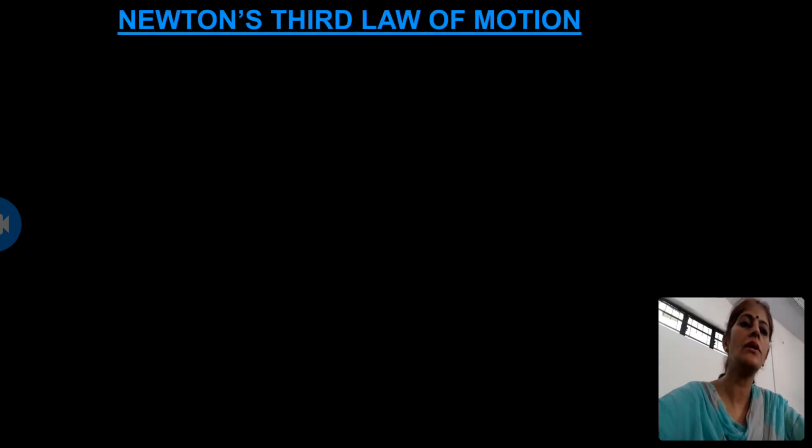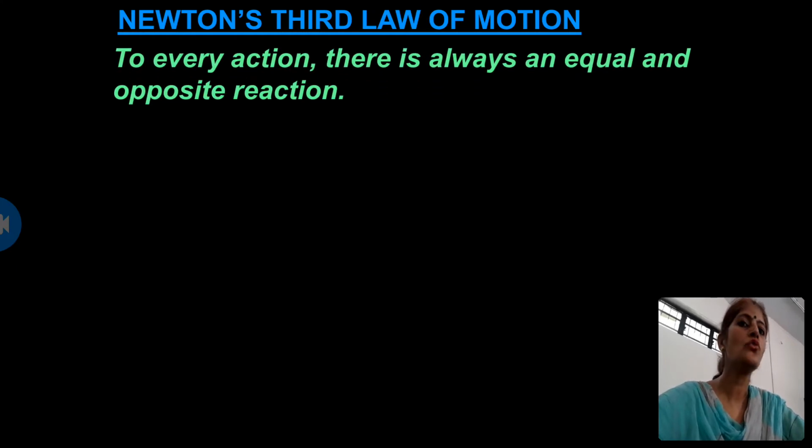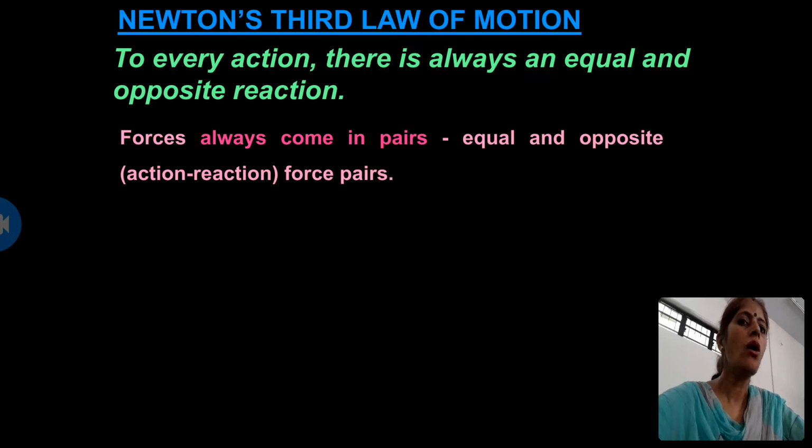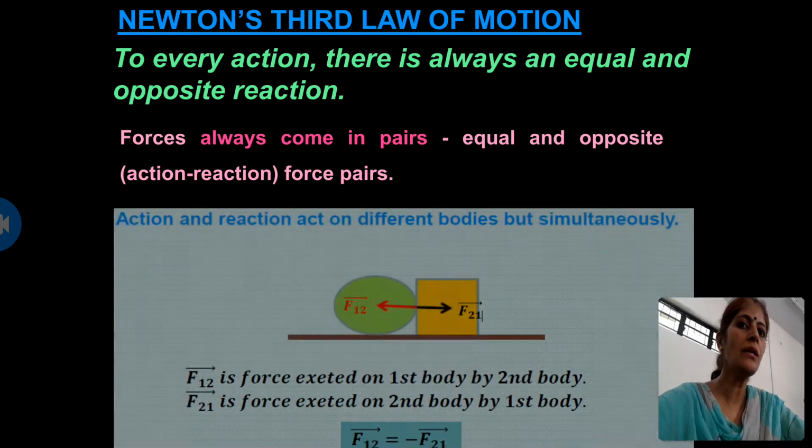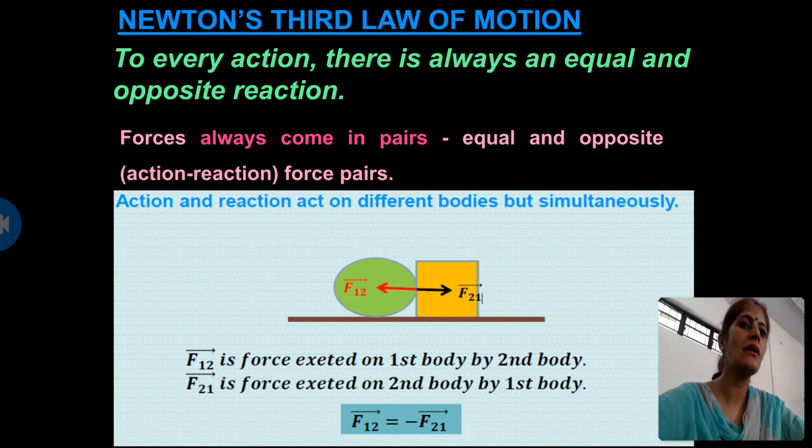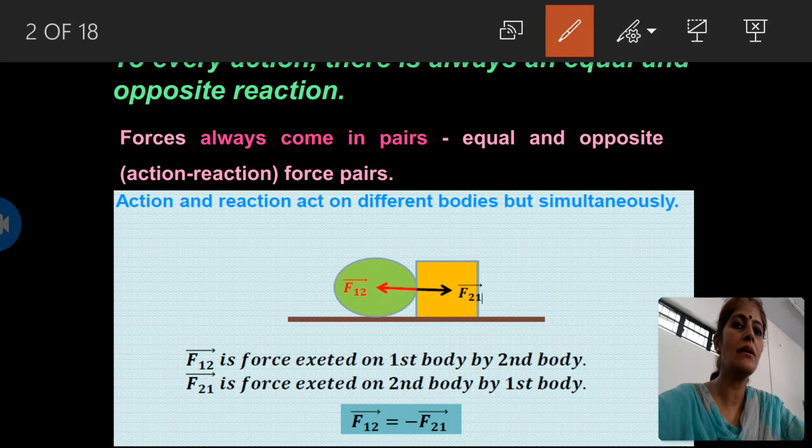First of all, let us give the statement of Newton's third law of motion. You have already studied this in your previous classes also, but we will give the statement of this law again. It states that to every action there is always an equal and opposite reaction. Forces always come in pairs, that is, equal and opposite action-reaction force pairs. But they never cancel out each other. Action and reaction act on different bodies but simultaneously.